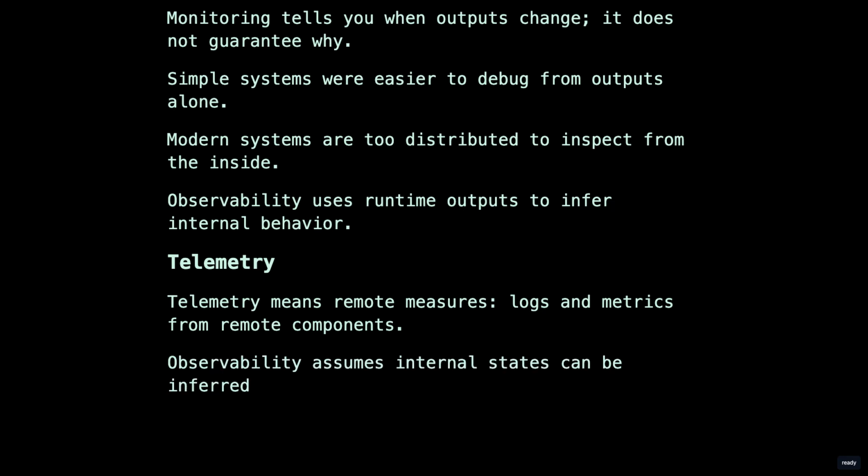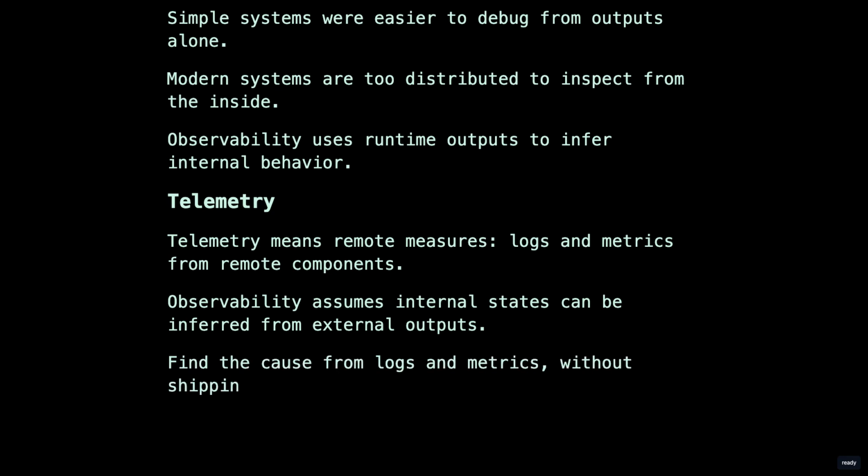This is a stronger claim than ordinary monitoring. It says the outputs should carry enough information to tell you not only what changed, but also what internal state the system was likely in. When the system is observable, the investigation happens through collected data rather than new deployments. Good instrumentation gives you enough runtime information to diagnose problems after they occur.